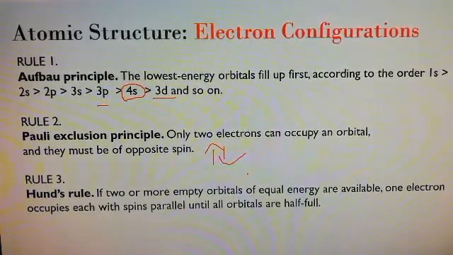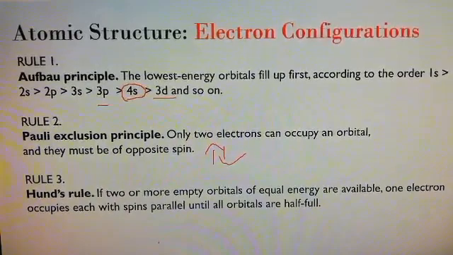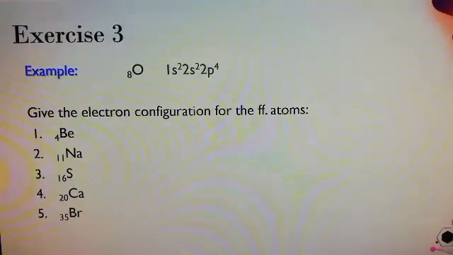Sa Hund's rule number 3, if 2 or more empty orbitals of equal energy are available, 1 electron occupies each with spins parallel until all orbitals are half full. Okay. So for example, meron muna tayong example, the oxygen.